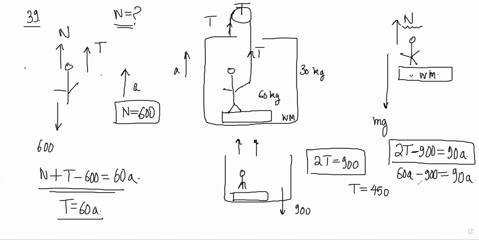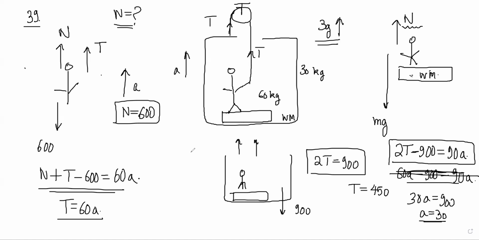So something has gone wrong. Sir, 120A minus 900. Oh, that was what was wrong. 120A minus 90A, so 30A is 900. So you have A is 30, right? You have to accelerate upward at 3g, 3 times the acceleration of gravity.